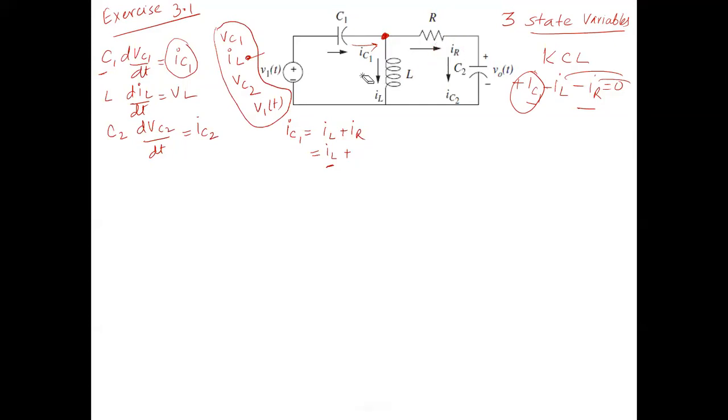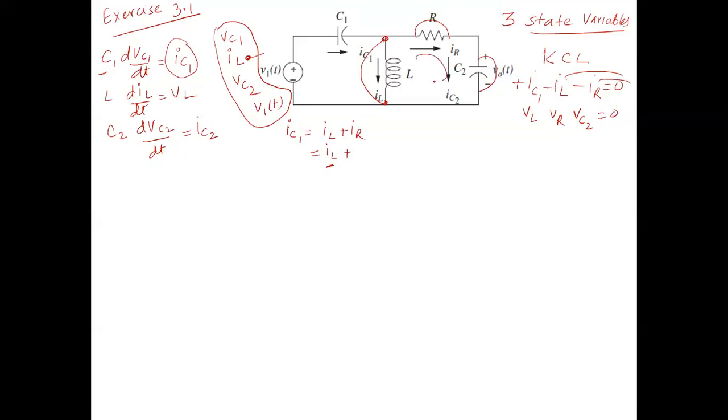Okay, so can we do this? So voltage over here, this voltage is equal to this voltage plus this voltage. Can I say that? Let's use that thing here. VL equals, what I meant is this: VL, VR, VC2 equals zero, right?